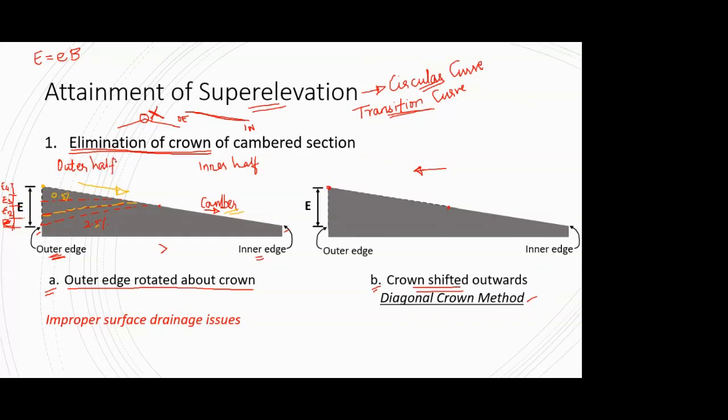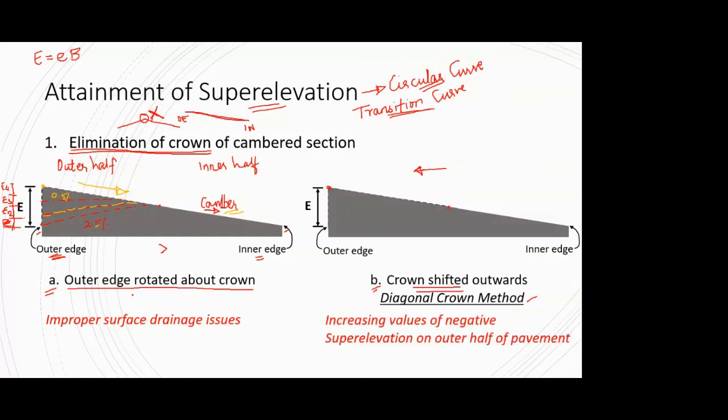And a mild camber will be inefficient in draining water quickly. It will drain off water, but the rate at which it drains will be less compared to the rate at the inner half. So only in that section of the transition curve you will have a drainage issue. So that's the disadvantage of this A method.